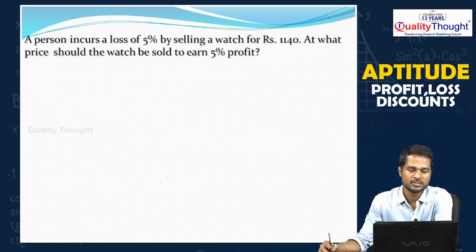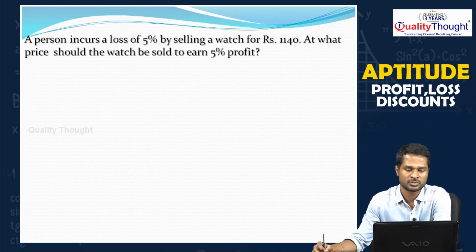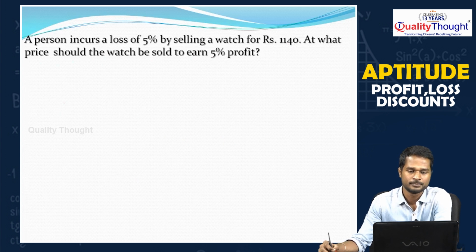Next question, a person incurs a loss of 5% by selling a watch for 1140 rupees. At what price should the watch be sold to earn a profit of 5%? Okay. Let us see that. So, he sold it for 1140 rupees and he got a loss of 5%. Now, we need to find at what price it should be sold to get a 5% profit. So, in the first case he incurred a loss of 5% by selling it for 1140. Now, at what price should it be sold to get 5% profit.